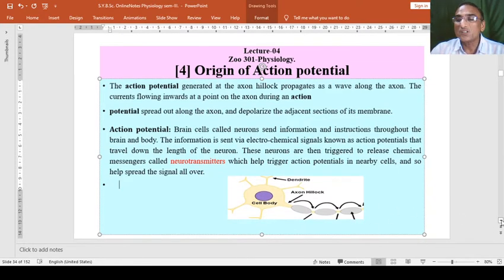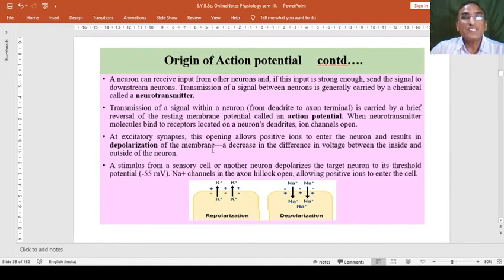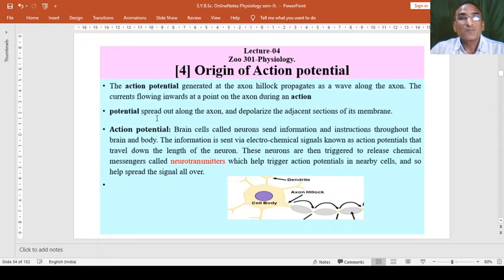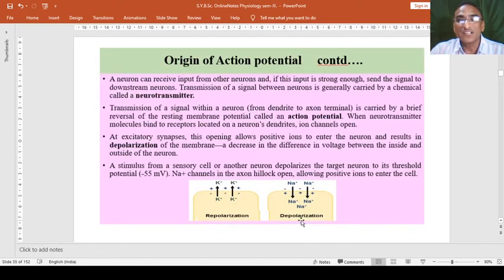Furthermore, the origin of action potential is studied next as repolarization and depolarization. In the last topic we saw that the potential spreads along the axon and depolarizes the adjacent section. Depolarization means this. Suppose this is the nerve cell and this is the axon.